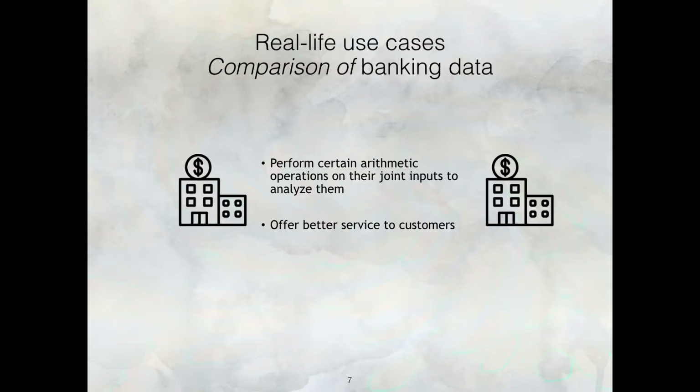And one last example can be comparison of banking data. So maybe some banks would like to perform some arithmetic operations on their joint inputs so that they can offer better services to their customers. And of course, none of the banks would like to share their data with the other banks, as this is again private and sensitive to their customers, and they have to protect the privacy of the customers of the bank.